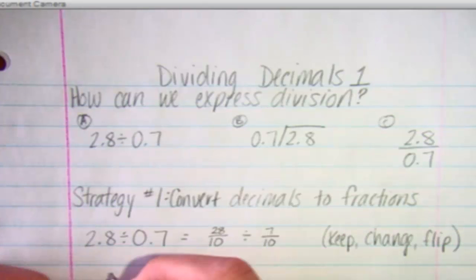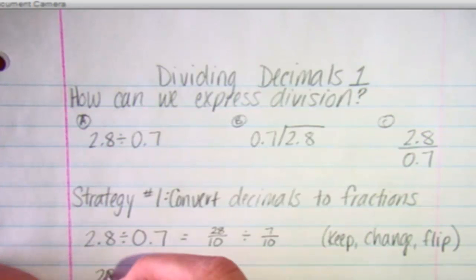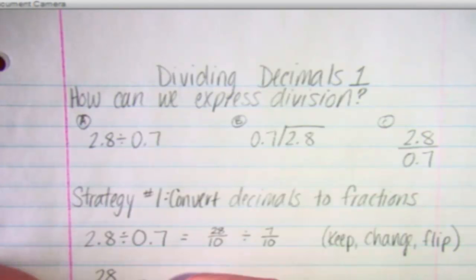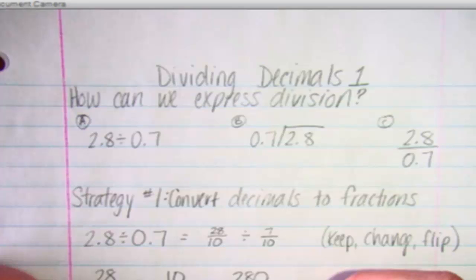Keep 28 tenths the same, change the division symbol to a multiplication symbol, and flip 7 tenths. 28 times 10 is 280. 10 times 7 is 70, and I can rename this fraction to show that the answer is 4.